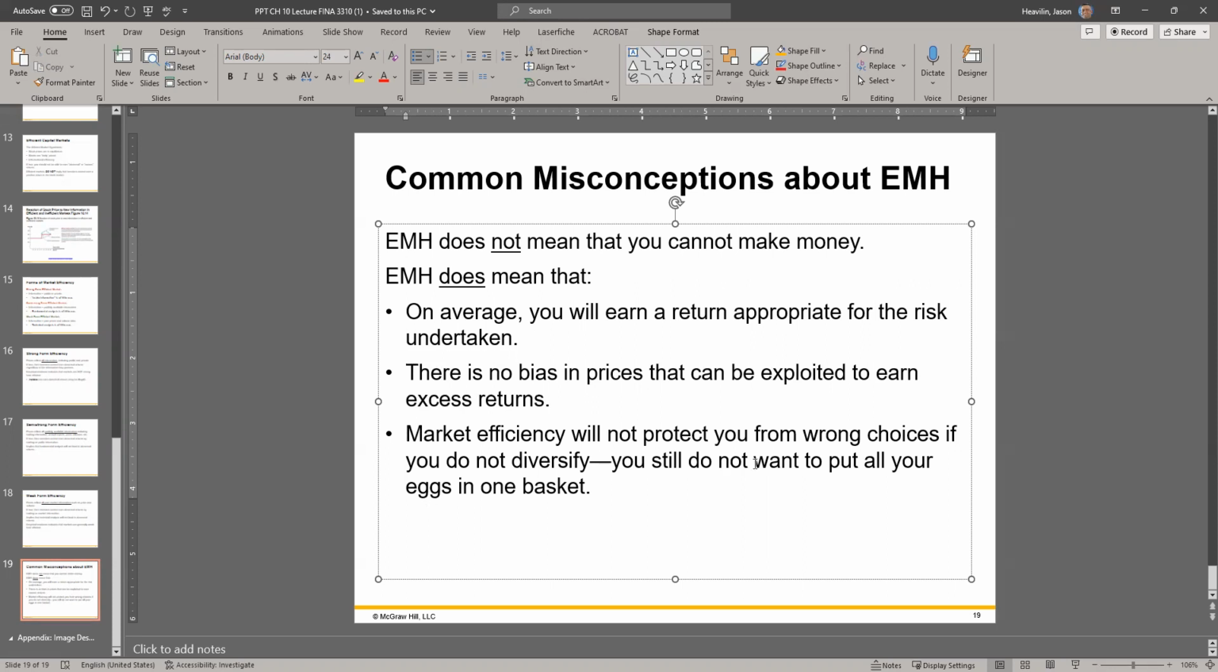Market efficiency will not protect you from wrong choices if you do not diversify. You still do not want to put all your eggs in one basket. These things they're talking about, on average, mean that you have a variety of investments going on at the same time. If you do one at a time, chances are you will end up losing more than what you make. And this is why they say this: if you do not diversify, market efficiency is not going to save you.